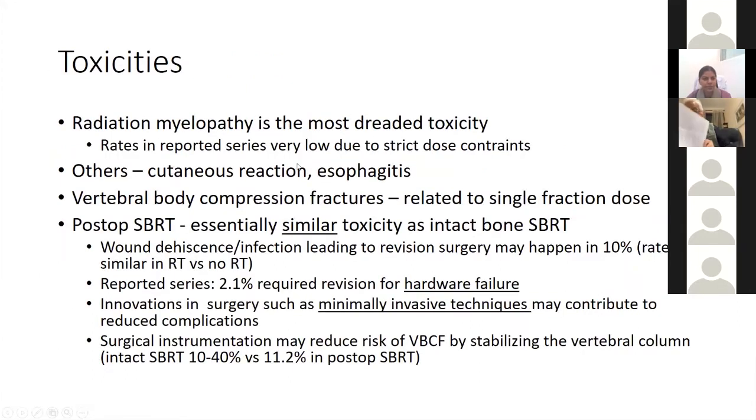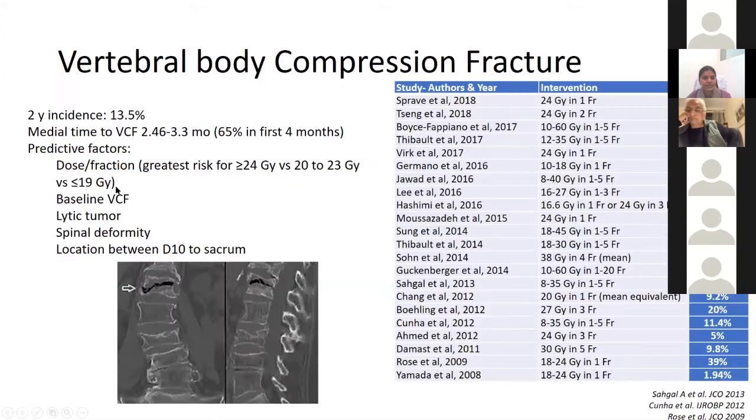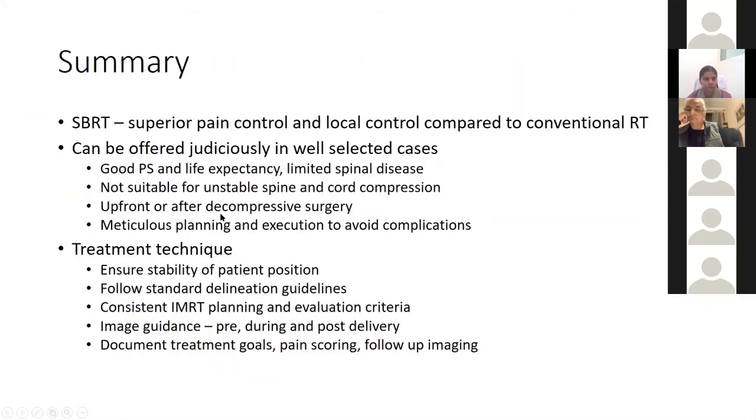Toxicities, radiation myelopathy I've dealt with earlier. Vertebral body compression fracture is one toxicity that we have to be mindful of. The incidence is early, usually within the first 4 months, and you have to keep the high Dmax in single fraction to less than 20. When we are fractionating, the chances will drop.